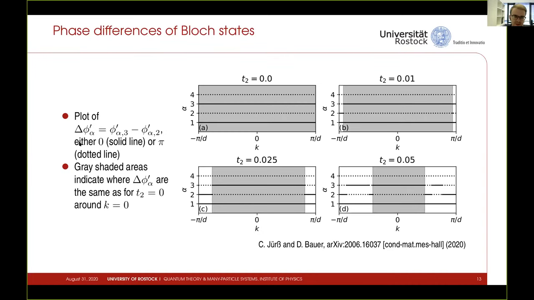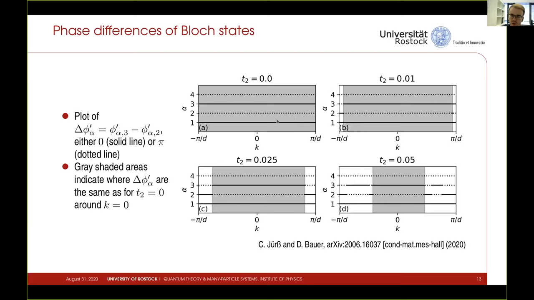Now, I said these phase differences are important and they will enter the current in the end, and therefore I plot them here. As I said, the eigenstates in this gauge are real, and therefore these phase differences can only be zero or pi. So I plot them here as lines. If this line is solid, this means that the phase difference is zero. And for this dotted line, it is pi.